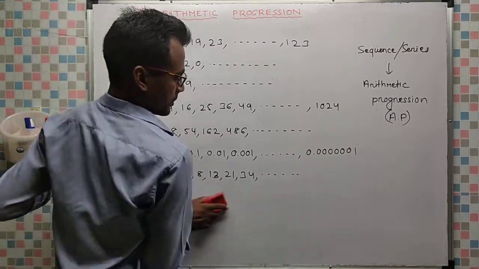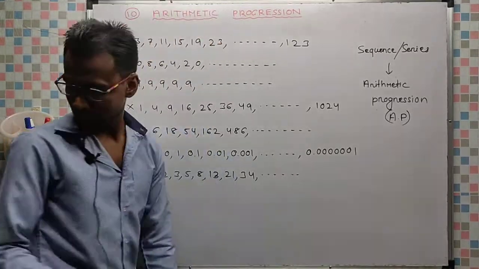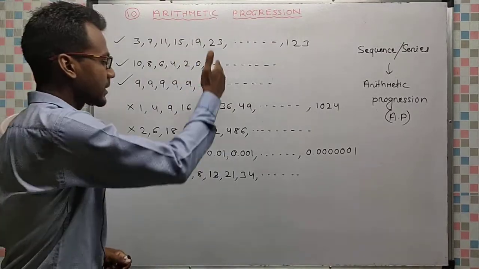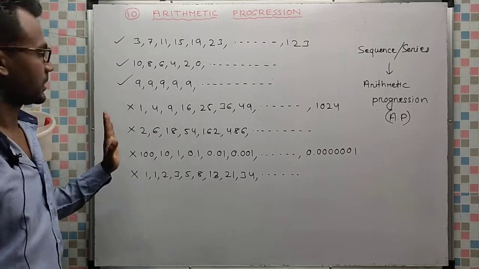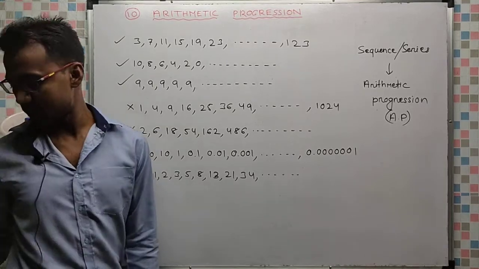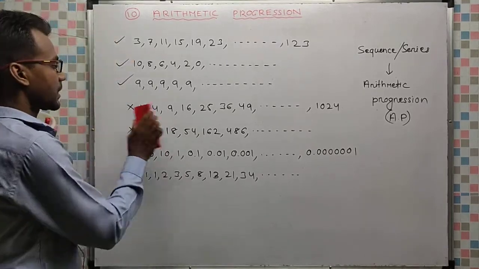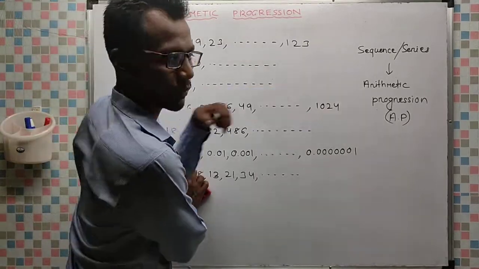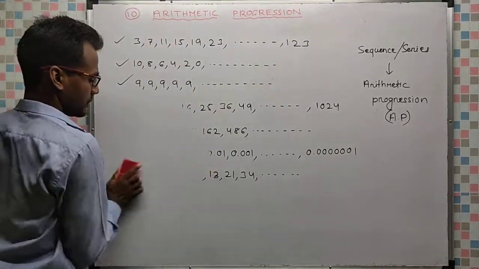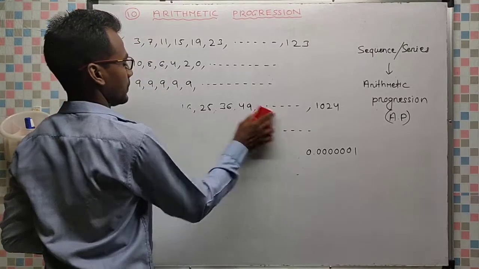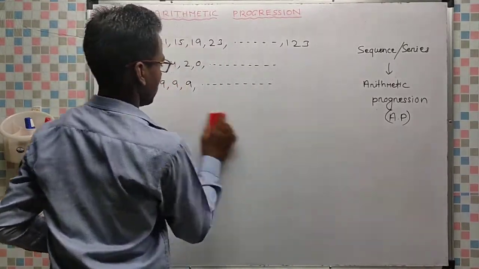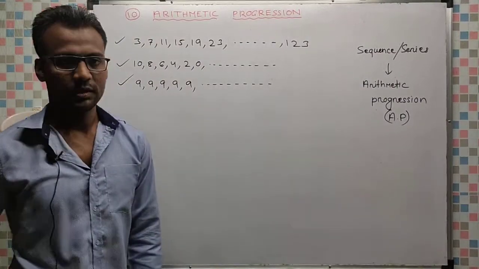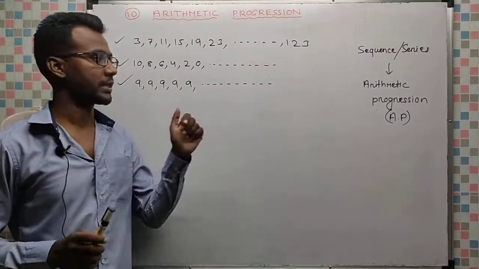Okay, so I am erasing this one. So out of all these sequences, only these three are AP. Remaining are simply sequences, but they are not AP. So I am erasing because we are in arithmetic progression. Okay, so I hope you have understood what is an AP.